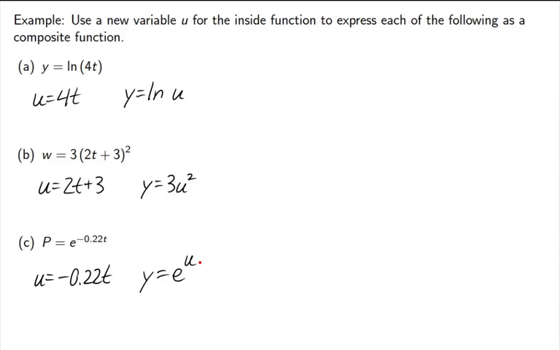By the way, one thing to point out here also is that these three types are generally the three types that we'll encounter in this class. You've got logs of something, you've got e to something, and then you've got something raised to a power. Although I should also point out that roots also count as powers, so roots are another type that you might see of this fashion.